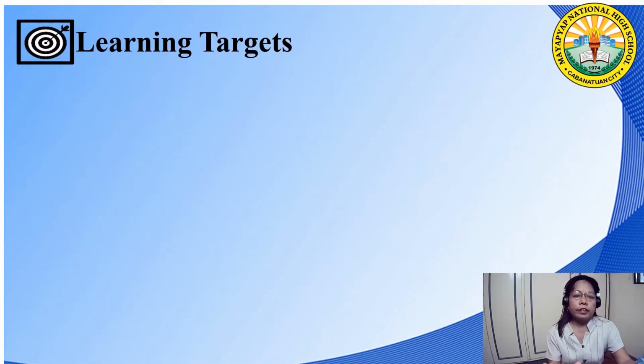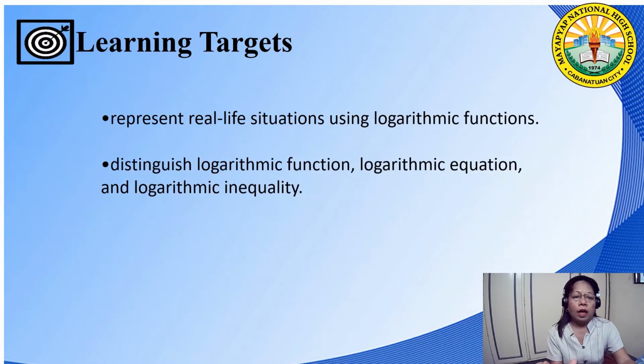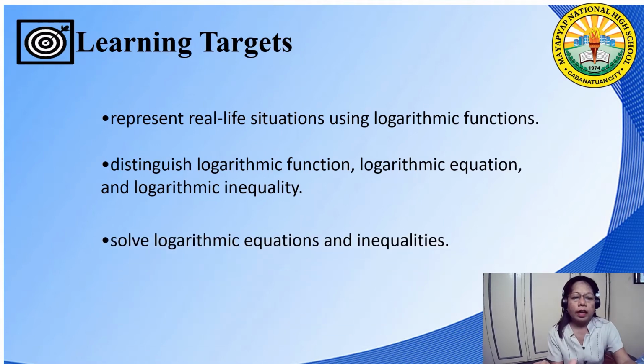Our learning targets are: represent real-life situations using logarithmic functions, distinguish logarithmic function, logarithmic equation, and logarithmic inequality, and solve logarithmic equations and inequalities.